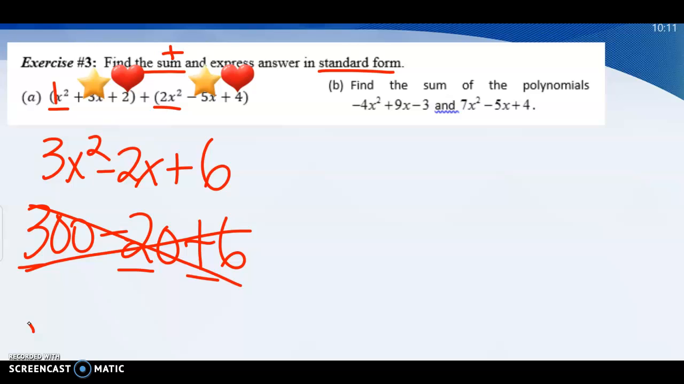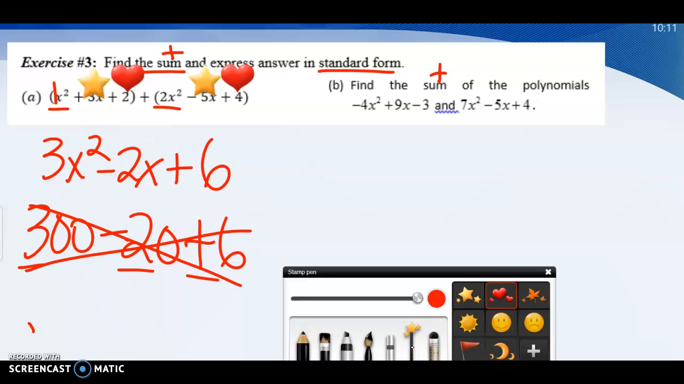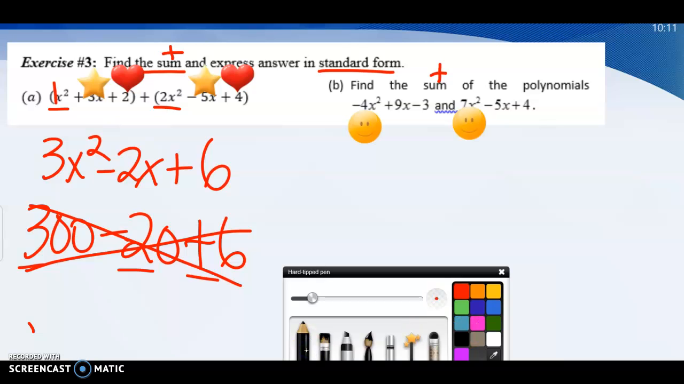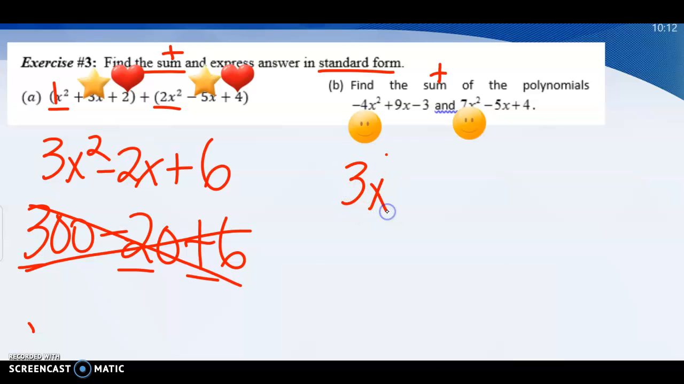Over here, find the sum of these polynomials. There's nothing in parentheses, so we're allowed to rearrange this however we see fit. But again, we've got to find like terms, so I'm going to keep going with my fun shapes. There's an x to the second power. There's another x to the second power. So those get put together for 3x to the second power, because I only add the number in front. This part stays the same.